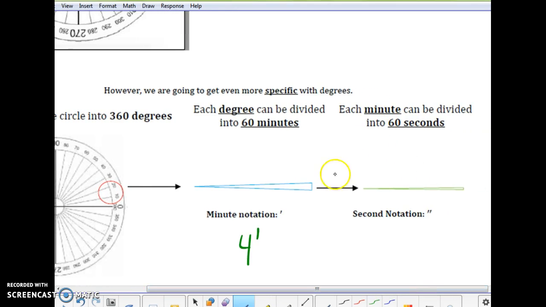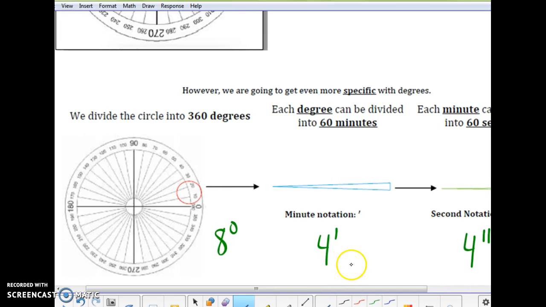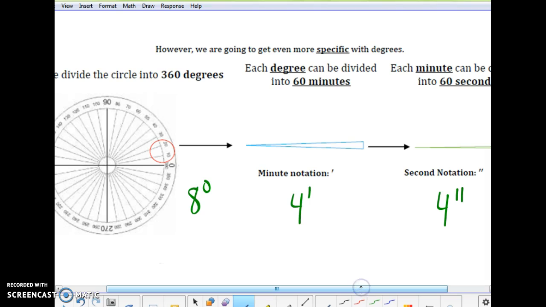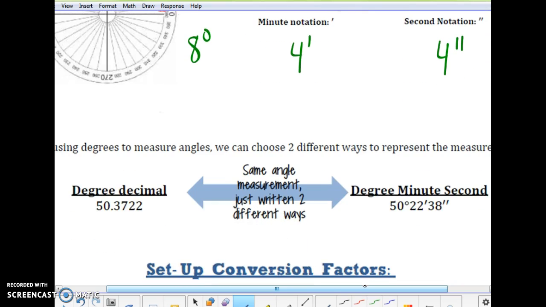And then each minute is divided into 60 seconds. So seconds are super tiny. So this would be 4 seconds. That's the way that we would denote it. If I was working with something like 8 degrees, this would be 8 degrees, 4 minutes, 4 seconds. That's a way that we would talk about an angle. We use minutes and seconds a lot with navigation problems, and they use them to navigate boats and planes around the world as well.